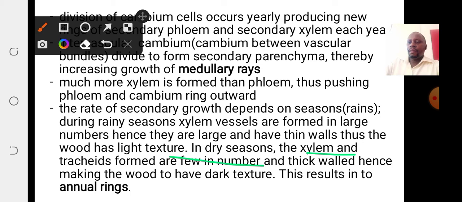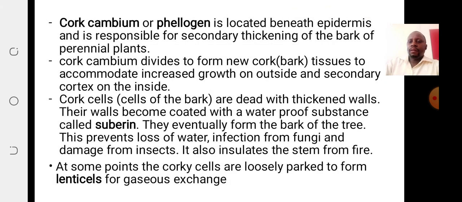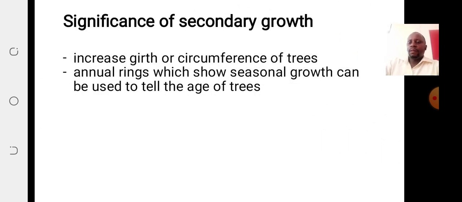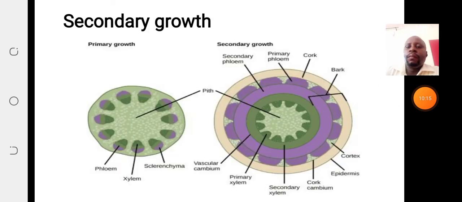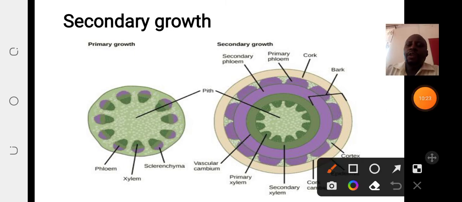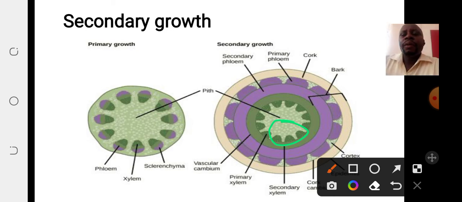Let us consider the following diagram, the second diagram here. Every year, as you can see, new xylem forms and also new phloem forms. Depending on the amount of rain, the quantity of xylem vessels produced will depend on the seasons. If it rains heavily, the vessels will be thick, and this particular annual ring will have a light texture.